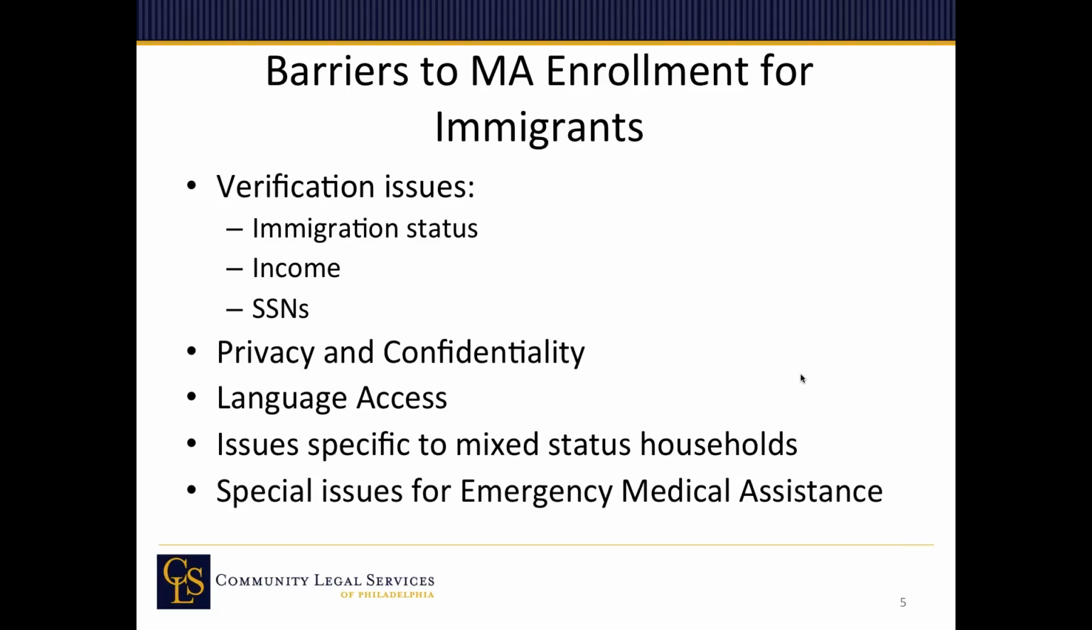So these are some of the prime enrollment barriers for immigrants that we see with medical assistance. There are a whole host of verification issues that everyone who applies for medical assistance faces, but for immigrants, these are the big ones: verifying immigration status, verifying income, and then dealing with questions about Social Security numbers.